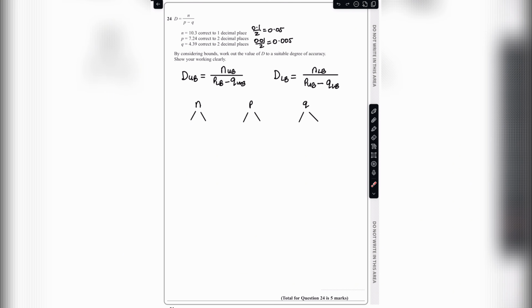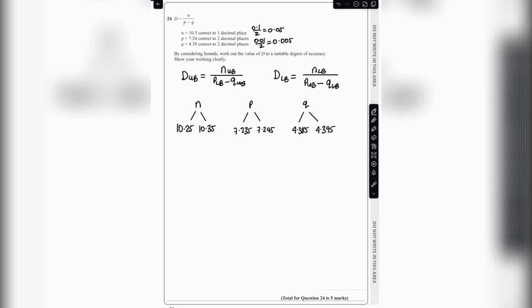And in order to determine the upper and lower bounds of n, p and q, we need to add and subtract these values to their original values. So for n, I'm going to add 0.05 to 10.3 and that'll give me 10.35, and I'll subtract 0.05 from 10.3 and that gives me 10.25. And I can repeat the same for p and q.